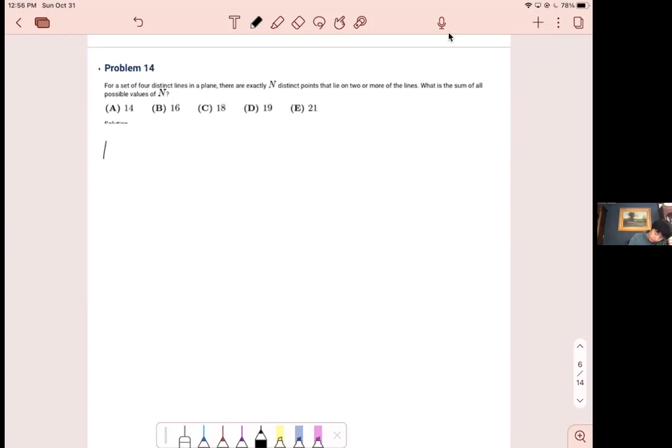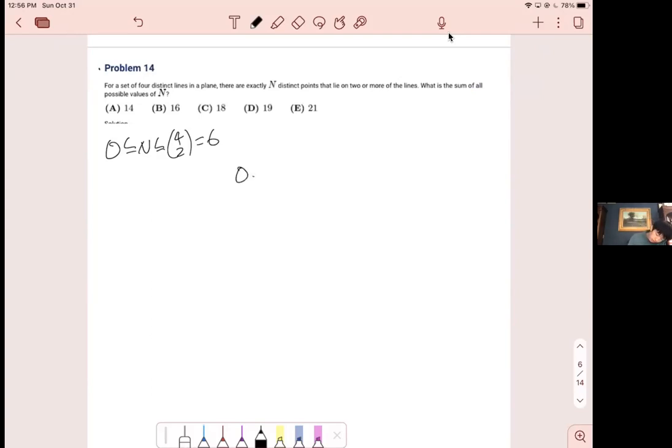Well, firstly, 0 ≤ n ≤ 6. Because you can't have a negative number of intersections, and you can also have at most 4 choose 2 intersections, because you want the number of points that lie on 2 or more lines. n is at most the number of pairs of lines, because each pair of lines only intersects once, and there are 4 choose 2 pairs. So we only have to check 0 through 6 and see if it's possible to do it.